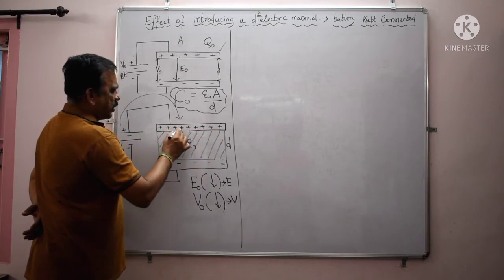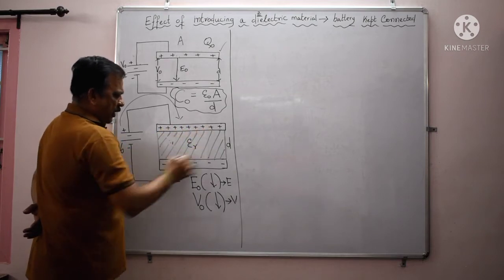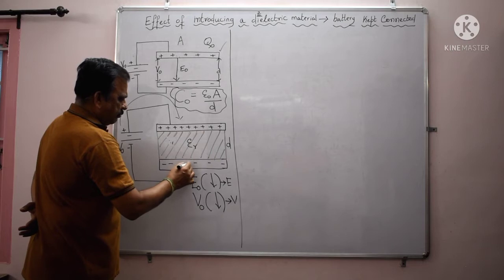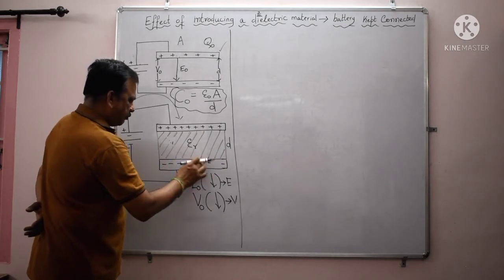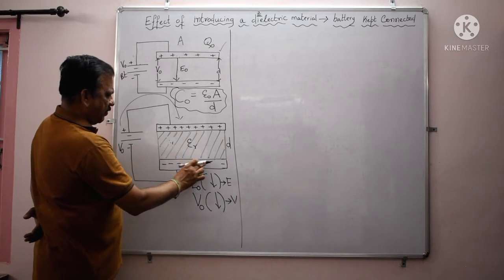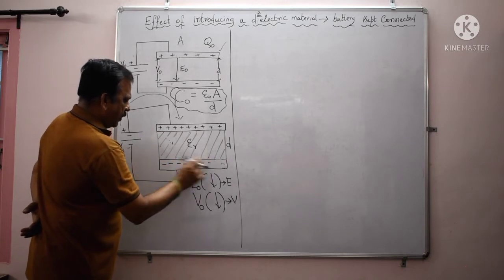So I have added 3 more charges, isn't it? 1, 2, 3, 4, 5, 6, 7, 8, 9. Put as many negative charges as there are positive charges. 1, 2, 3, 4, 5, 6, 7, 8, 9. Let me draw it neatly.